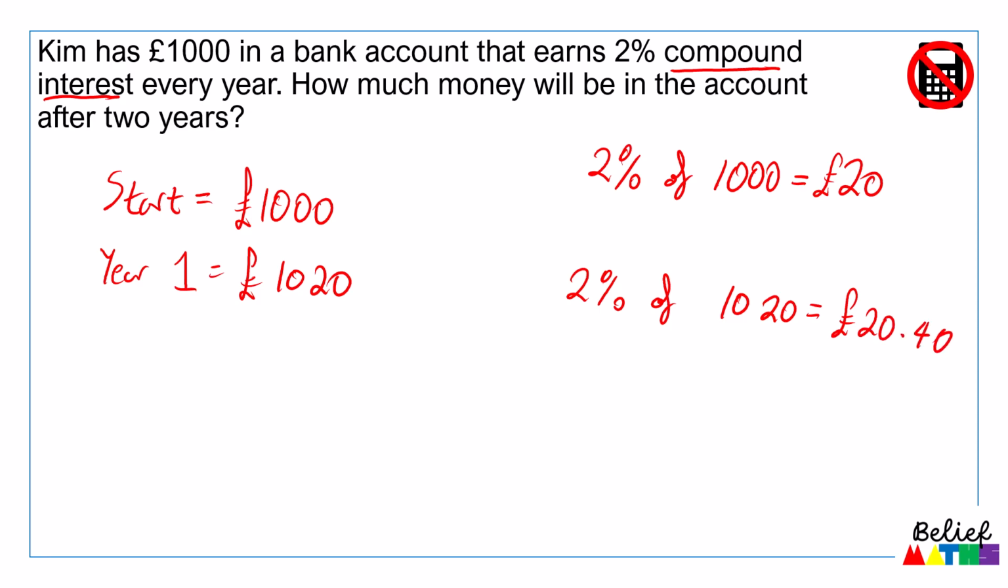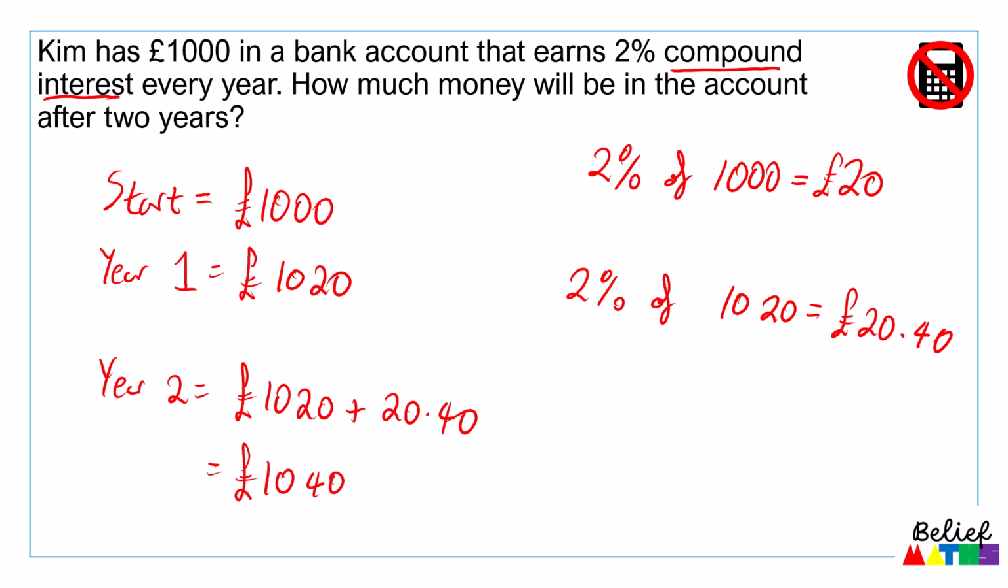So it's slightly more interest, and that's the impact of compound interest. The interest will change every single year. So therefore in year 2, we have our year 1 value, so our 1,020, plus our new £20.40, which gives us an answer of £1,040 and 40p. So the value of our investment after 2 years is £1,040 and 40p.